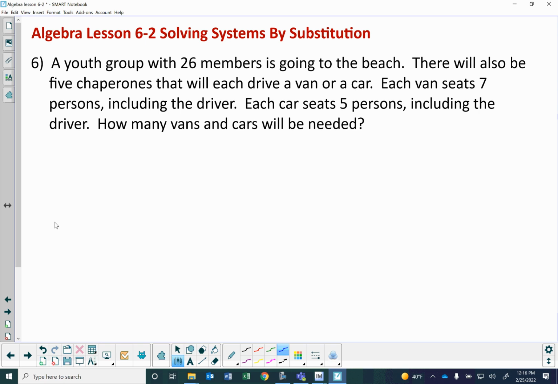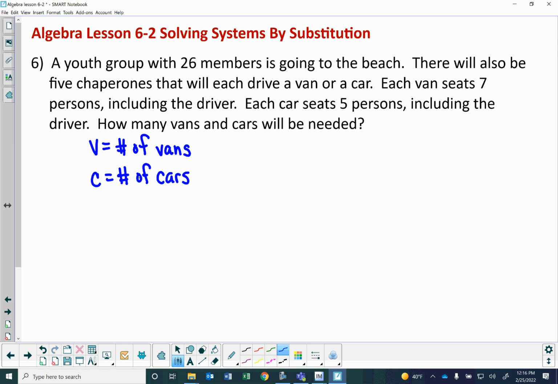Now this one, we're going to base our variables off of the question that it's asking, and the question asking us is how many vans and how many cars do we need? So sometimes I find it easier for students, instead of using x and y, to actually use a variable that their brain can wrap their head around. So I'm going to use v for the number of vans. And I'm going to use c for the number of cars. Okay. So we have to come up with 2 equations.